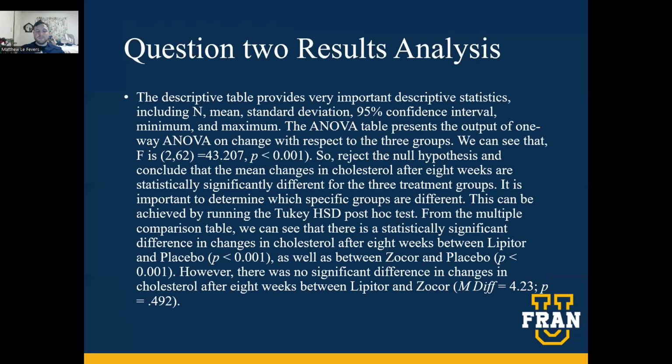It is important to determine which specific groups are different. This can be achieved by running the Tukey HSD post hoc test. From the multiple comparison table, we can see that there is a statistically significant difference in changes in cholesterol after 8 weeks between Lipitor and placebo, with a p-value less than 0.001, as well as between Zocor and placebo with a p less than 0.001. However, there was no significant difference in changes in cholesterol after 8 weeks between Lipitor and Zocor, with a mean difference equal to 4.23 and a p-value equal to 0.492.